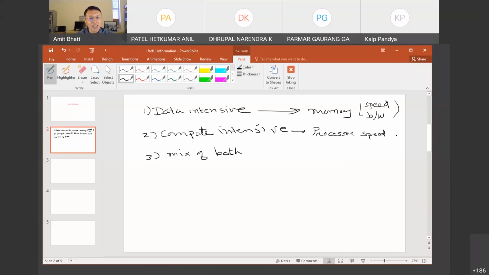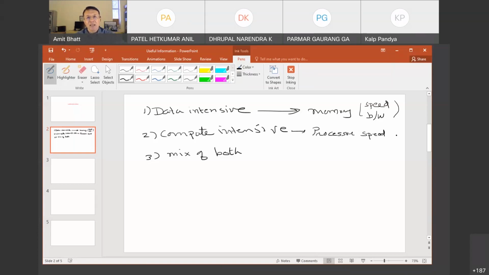If you don't know whether your tasks are going to be data intensive or compute intensive, then buy expensive hardware for both. If you are sure that your laptop or your mobile device is going to be used for one or the other, say for web browsing, then it is a data intensive task. Then you just go into that particular site.